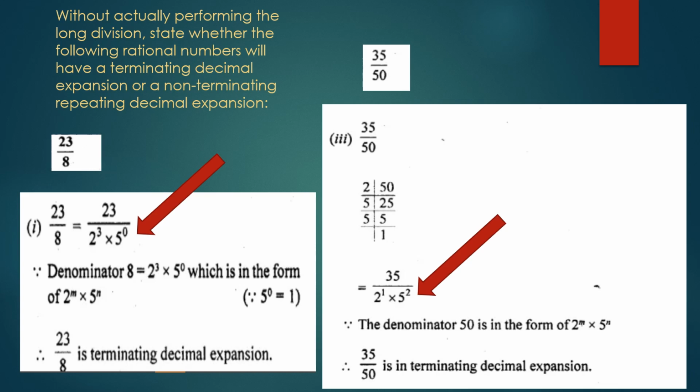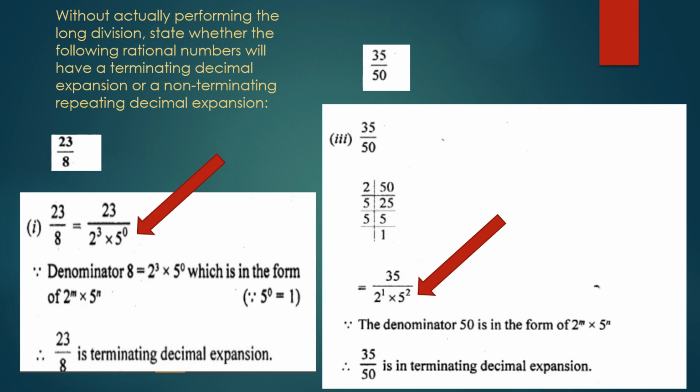One more example I have taken, 35 upon 50. Sometimes the prime factorization is not easy. You cannot do it orally. Like for 8, you can do it orally: 2 2s are 4, 2 4s are 8. But here for 50, if you don't know how to do it orally, doesn't matter. Make a column and start doing the prime factorization. 2 25s are 50, 5 5s are 25, 5 1s are 5. So how the denominator goes, I have marked with an arrow. There is 1 two, so 2 power 1. There are 2 5s, so 5 squared. 35 upon 2 power 1 into 5 squared.